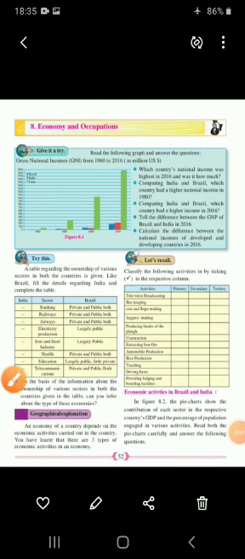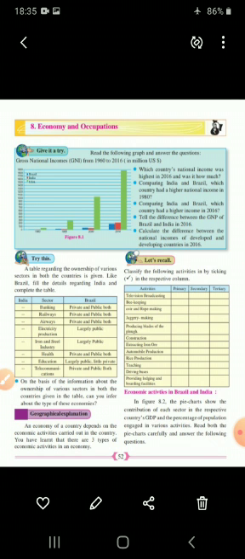Now come to the third question. Comparing India and Brazil, which country had a higher income in 2016? Now, in 2016, you can see the red bar graph is much higher than Brazil's, that is for India. So here the answer will be India. Understood?